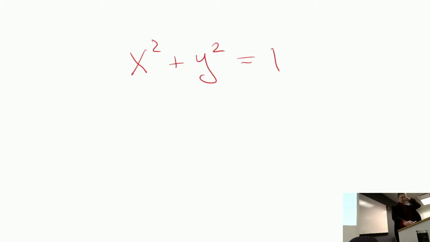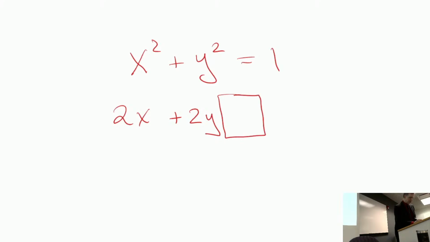Sienna, what is the derivative of x squared? 2x. Look, we all know that. So if I want to do the derivative of x squared, I get 2x. Okay, next one. Allie, what is the derivative of y squared? 2y. Makes sense, right? Plus 2y. I'm going to put a little box here because there's something missing that I'll explain in a minute. Allie did a great job, though. And then we'll do the last piece, and that's the derivative of 1. Kelsey, what's the derivative of 1? 0. It's a constant. 0.